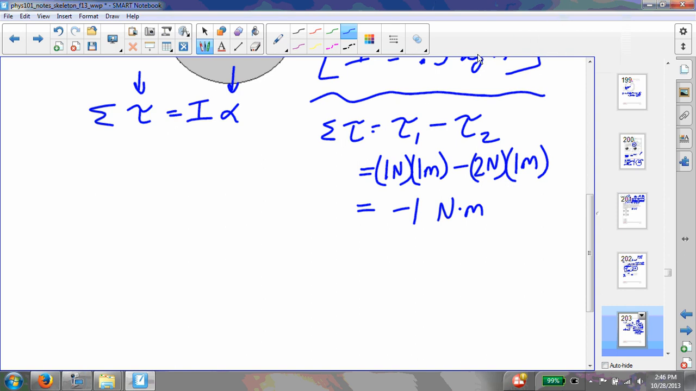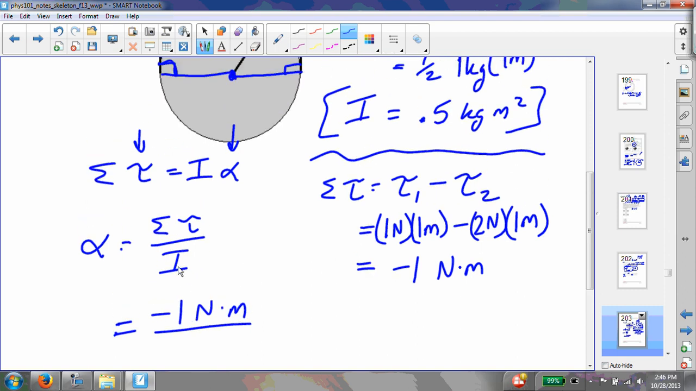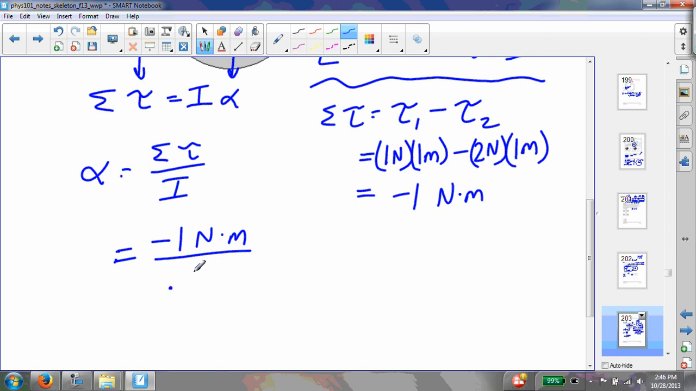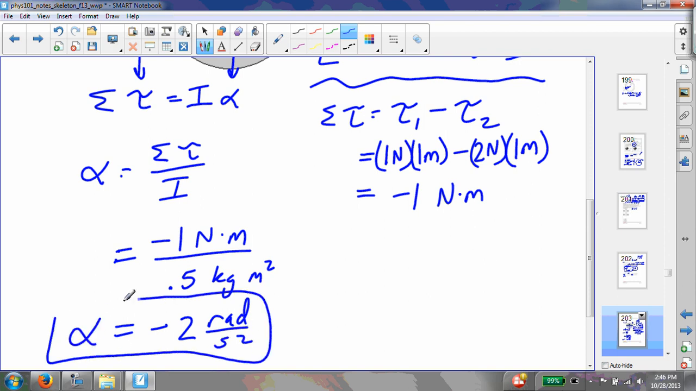Okay, so now I have the sum of the torques. I can find alpha. It's just the sum of the torques over I. That's going to be negative 1 Newton meter over, what was our I? 0.5 kilogram meter squared. And that's going to give me my angular acceleration, which is going to be negative 2 radians per second squared. So this is my alpha. It is negative, so it's in the clockwise direction.